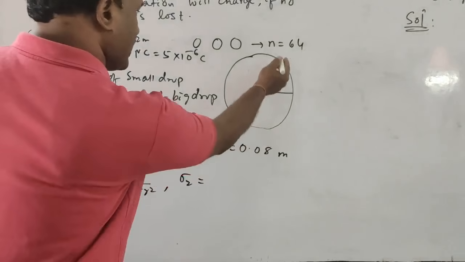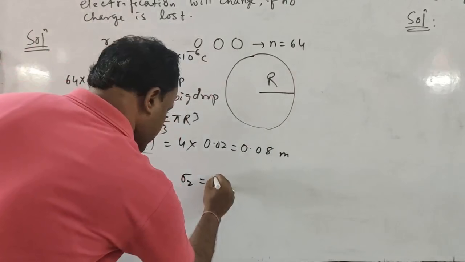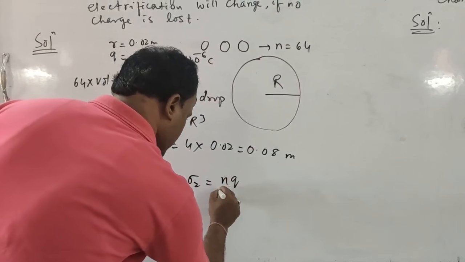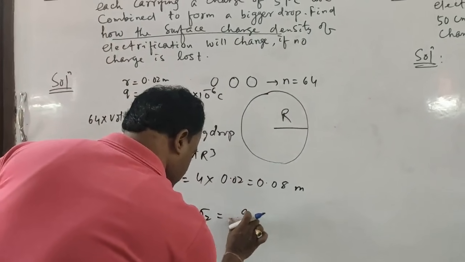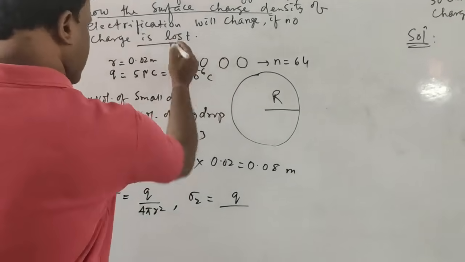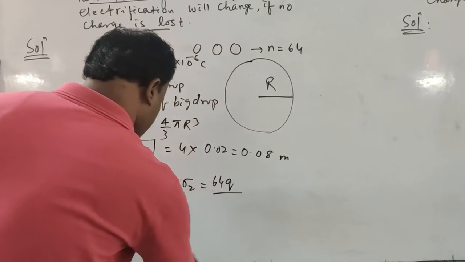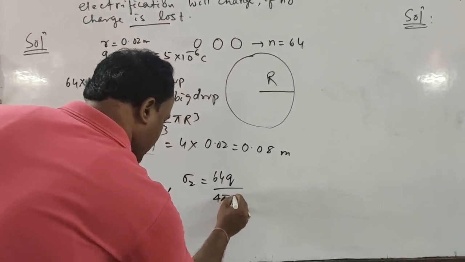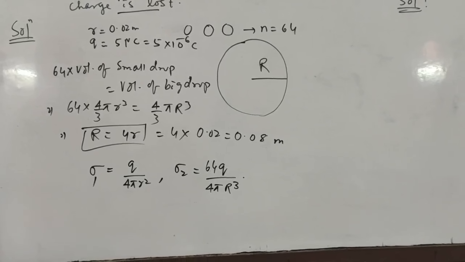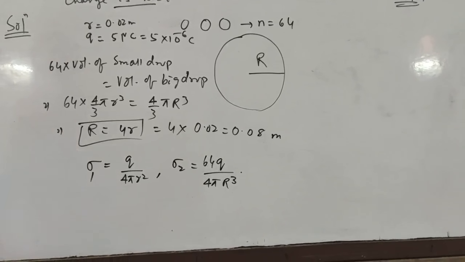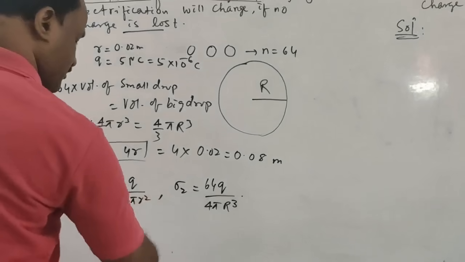For the bigger one, what is the total charge? Total charge is n into q. n means 64, so 64 q, because there is no loss of charge. So 64q divided by 4 pi R square, where capital R is the radius of the big one. So you have to compare here sigma 1 and sigma 2.